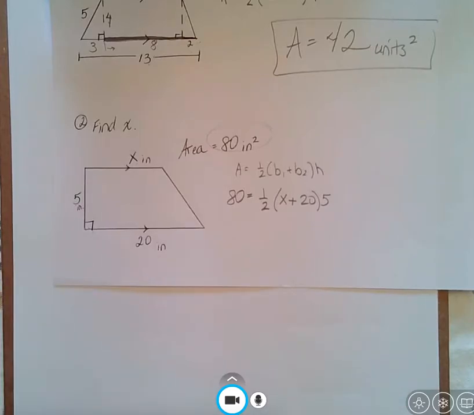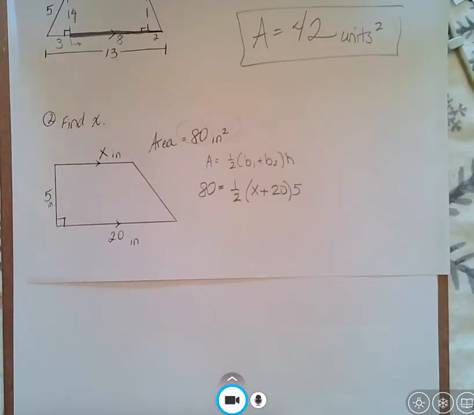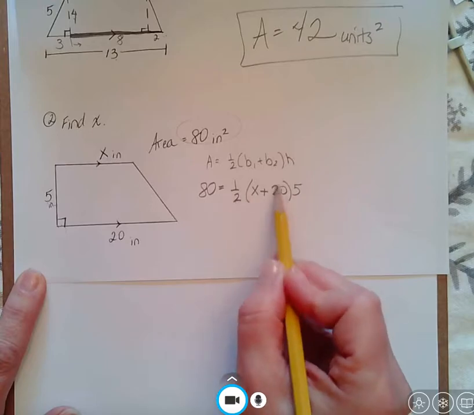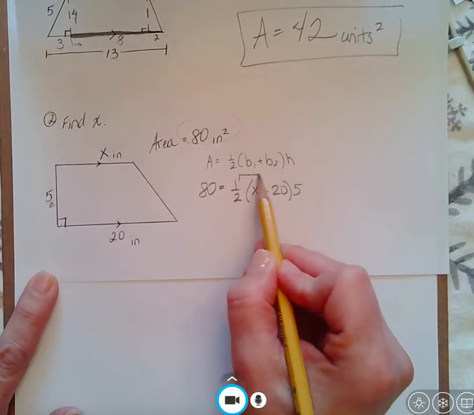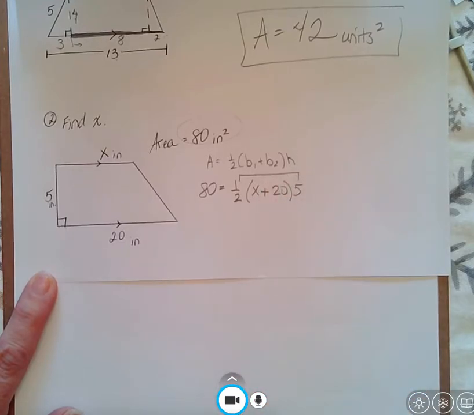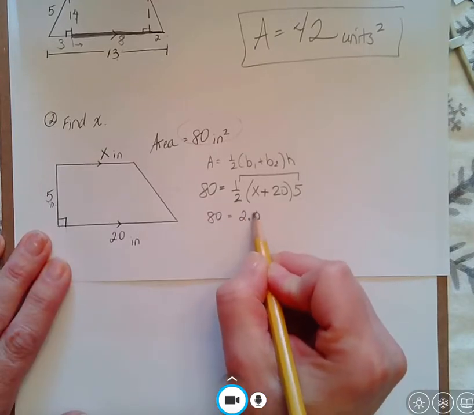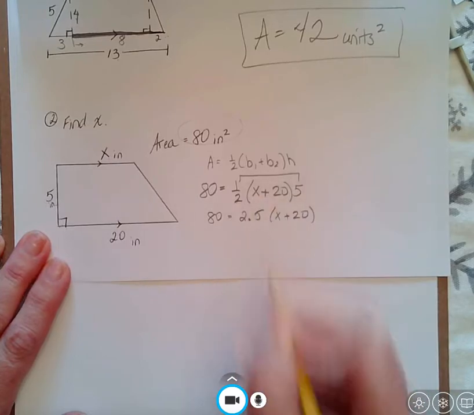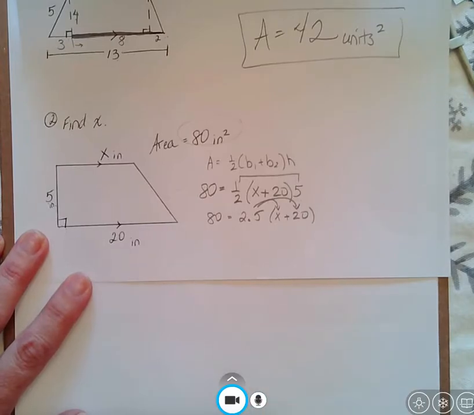The hard part here is the algebra. A couple different ways that we can tackle this. What I'm going to do is I'm going to see that I have three numbers over here on the right, and I'm going to multiply the two that I can multiply. So 1/2 times 5. So feel free to do that in your calculator. It's 2.5. X plus 20. So I multiplied those two. Now I'm actually going to distribute here. That might be a little easier for me.